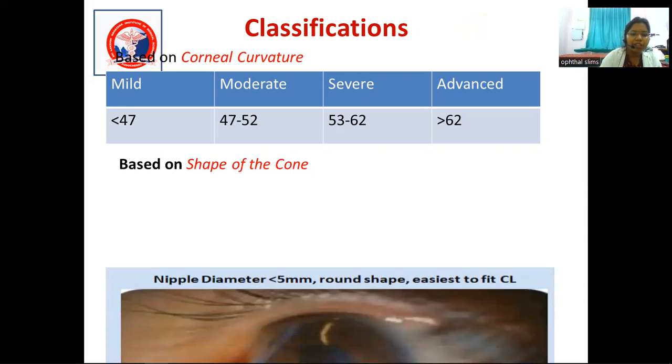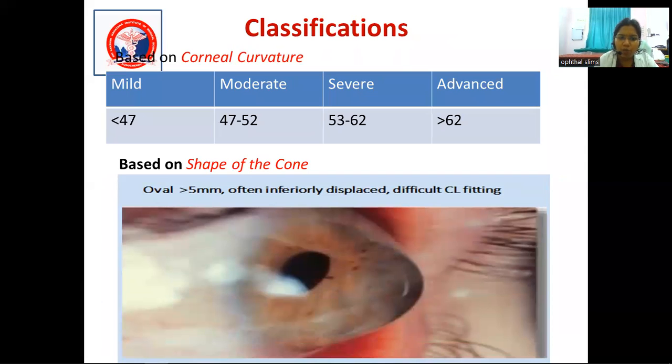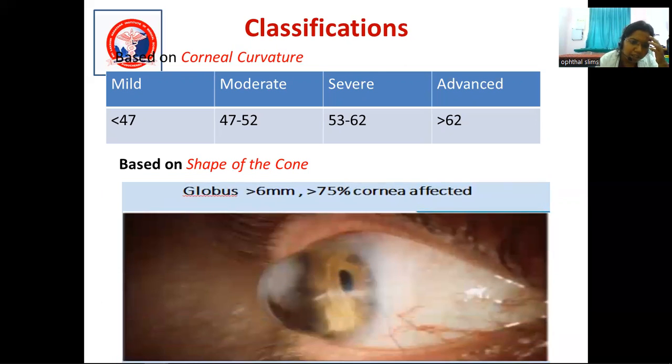Based on the shape of the cornea, we can call it a nipple cone when the diameter is less than 5 mm. It is round in shape, and in this ectasia it is easiest to fit the contact lens. We call it oval when it is more than 5 mm. It is often displaced inferiorly, and difficult contact lens fitting will be there. And a globus if it is more than 6 mm, where more than 75% of the cornea is affected.